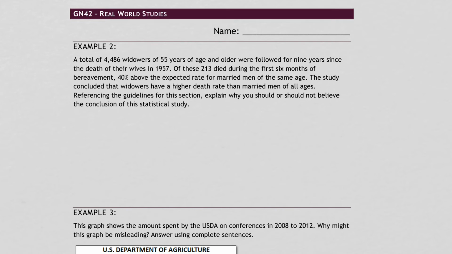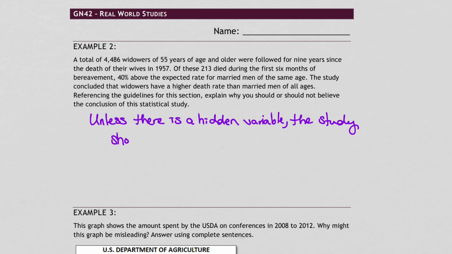Referencing the guidelines for the section, explain why you should or should not believe the conclusion of the statistical study. Well, it's hard to say. I think it's pretty believable, I'd say, unless there is a hidden variable that I can't think of. We'll say the study should be believable, but I'm really not positive.